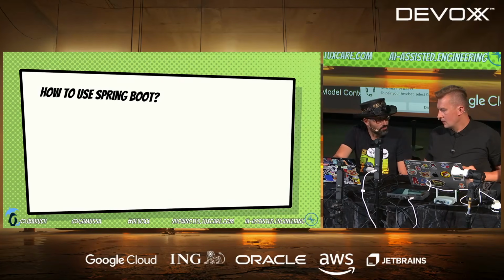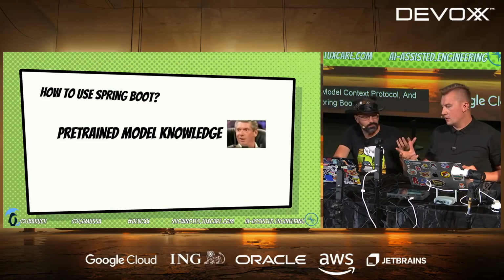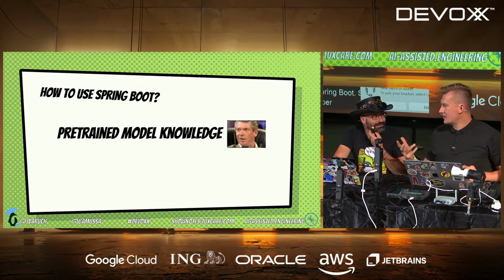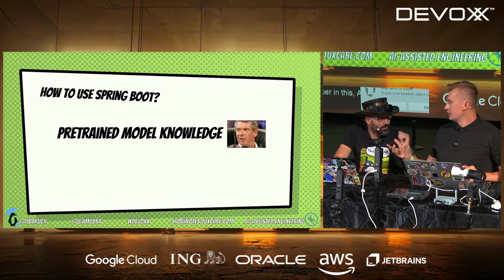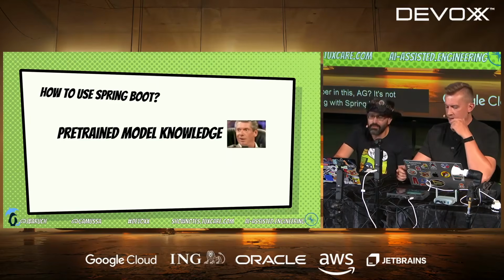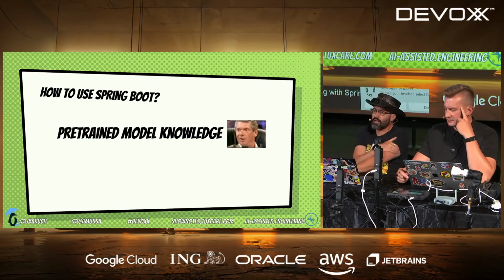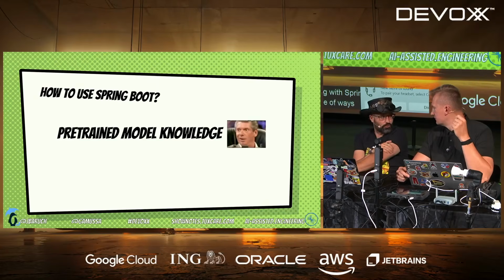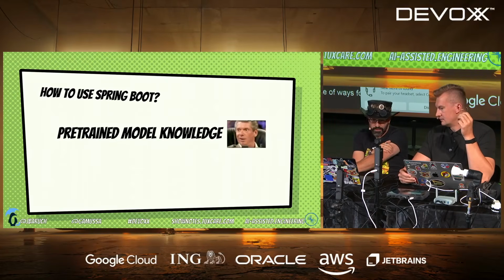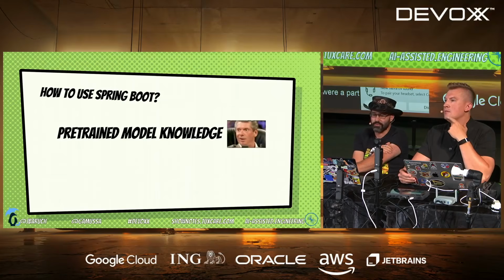There are different options. It's not necessarily about Spring Boot. I'm starting with Spring Boot as a practical example. There are a couple of ways for a model to know how to use Spring Boot. The first is pre-trained model knowledge. Probably Spring Boot documentation was a part of the pre-trained knowledge, and it knows something about it. Do you know what the P in GPT stands for?